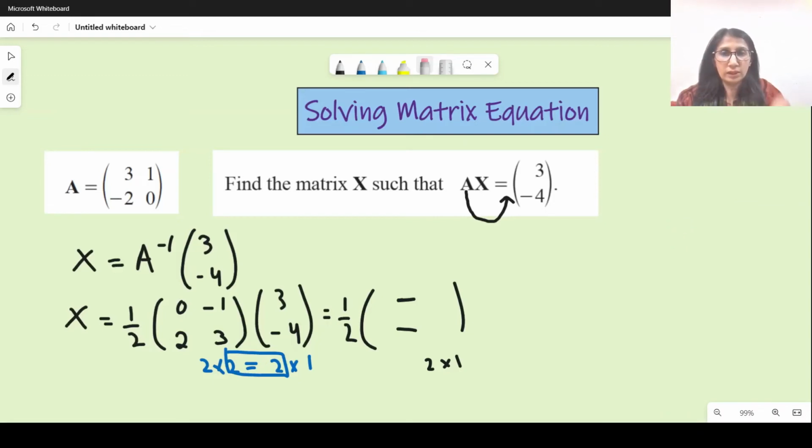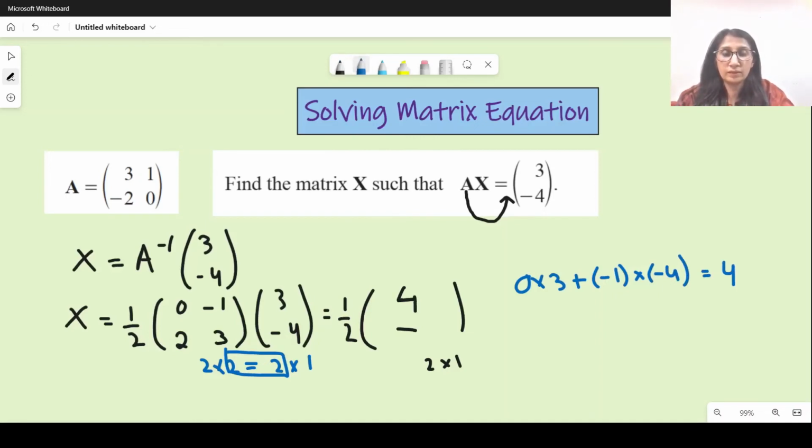So this one is first row, first column. So for that we multiply this first row with this first column. So the first value gets multiplied with the first value, 0 times 3, plus the second value gets multiplied with the second value. So we're getting a 4 over here. So the value here is 4.